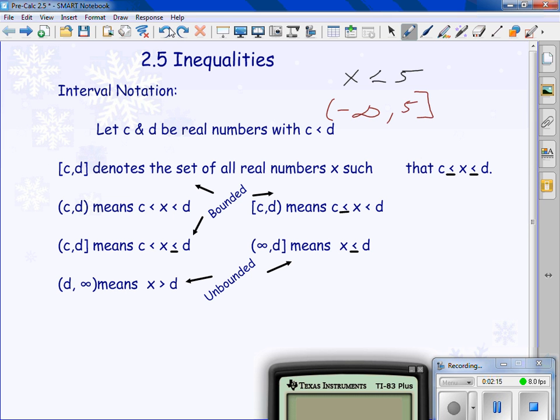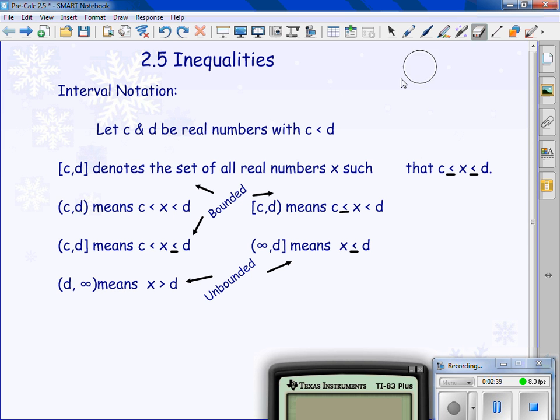Okay, if x was greater than 5. If I have greater than 5, all the numbers are going to be bigger than 5, right? So it's going to be 5, comma, infinity. All right? And they're both in parentheses.